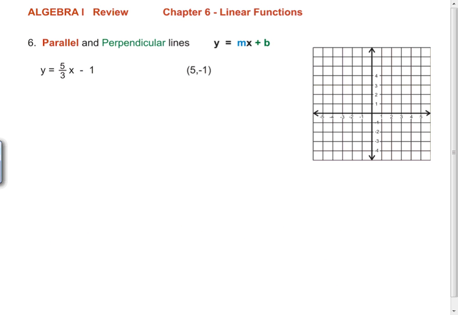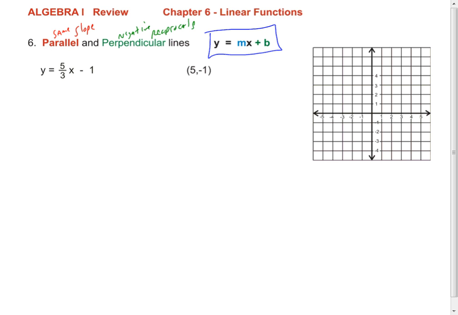Sixth thing, parallel and perpendicular lines. Okay. So remember y equals mx plus b. That's important. You have to remember that parallel lines have what? Same slope. So you got to remember parallel lines have the same slope. You also have to remember perpendicular lines have slopes that are negative reciprocals.